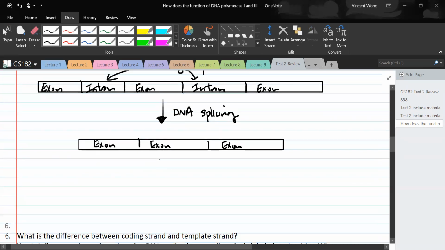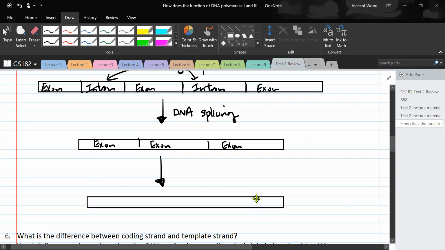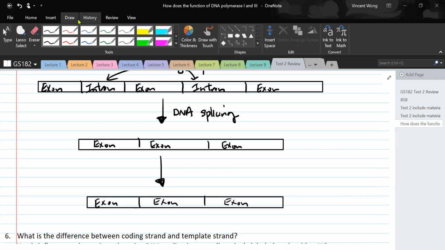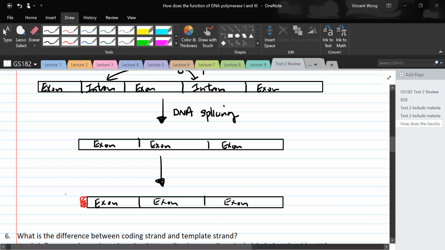And then we're also going to do more modifications. You will take this strand here and try to increase its stability so that it's not going to break down right away in the cytoplasm. There's going to be a 5' cap, which is made up of guanine. It's called the G cap. And you're going to have the poly A tail right here, on the 3' end.